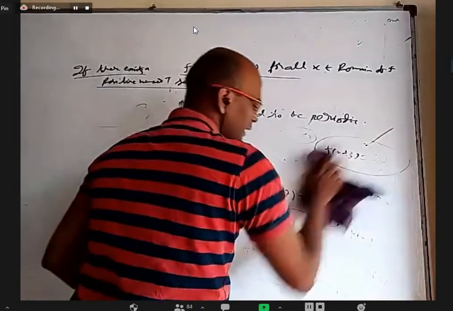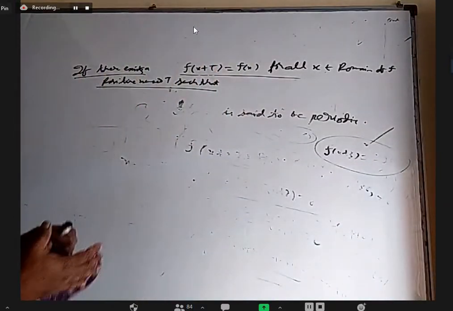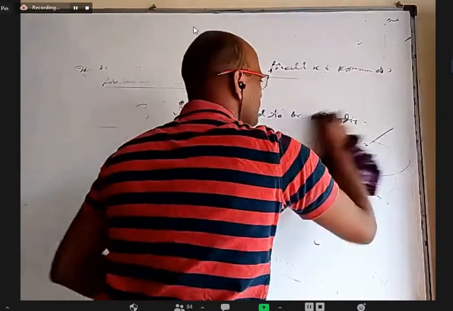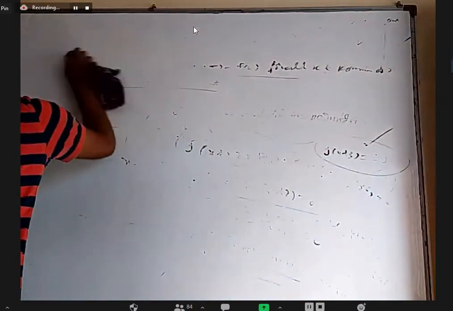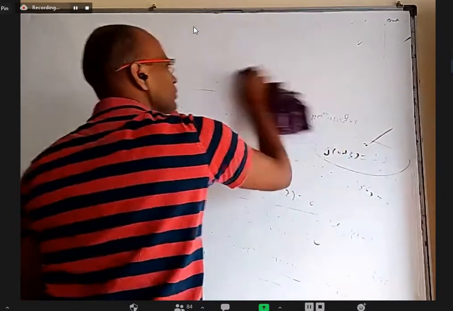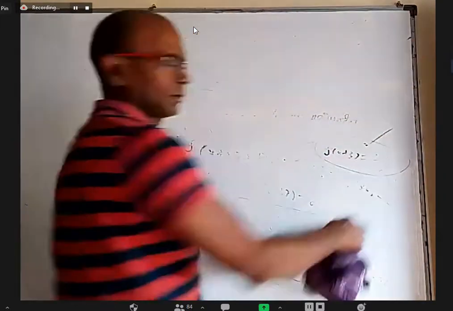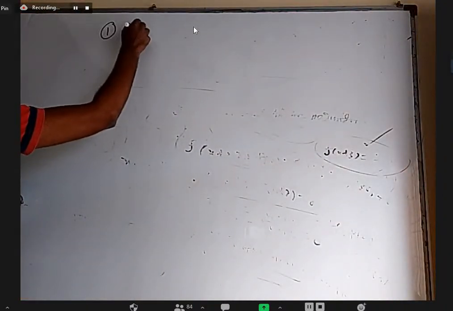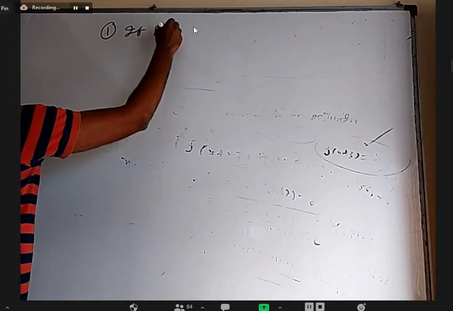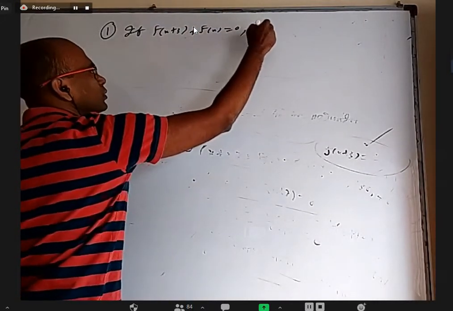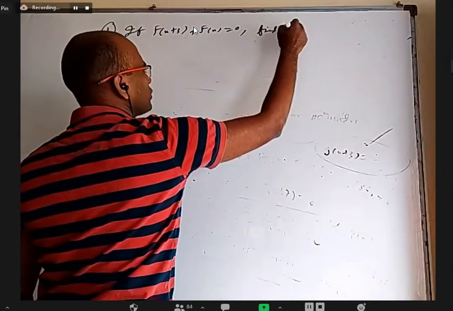So not much to write. I'll give you examples, but the definitions and all are not required because we learnt them in trigonometry. They're there in the beginning. Okay, so you can just write one example only. If f of x plus 3 plus f of x equal to 0, find period of f of x.